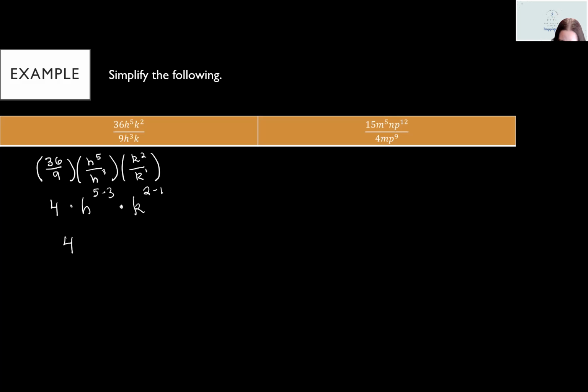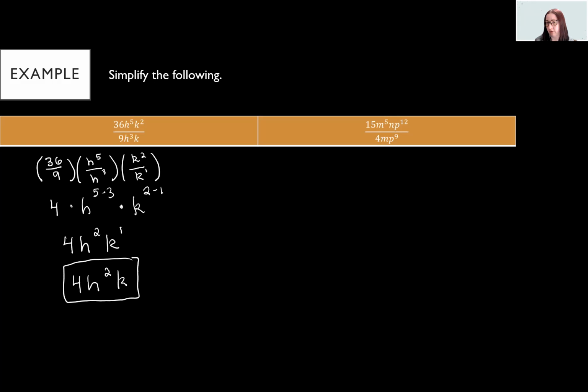So we get 4, h, and then 5 minus 3 is 2. And then k, 2 minus 1 is 1. So I usually don't write the 1. We will just write it as 4h squared k. So section by section, you treat the numbers, you match the variables, and you don't worry about the other things. You're just focusing on each part when you split it apart, and then you recombine it into your final answer.